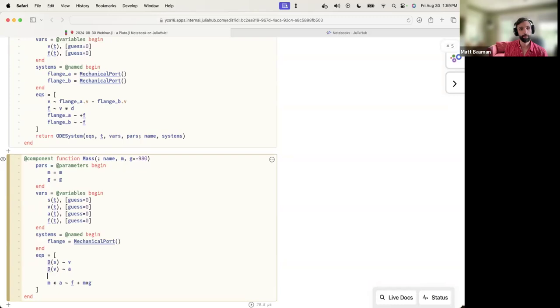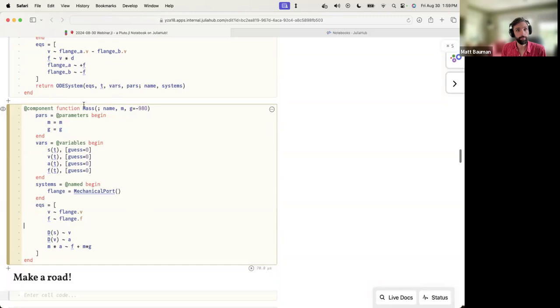And we need to grab our forces from our flange, right? So where do we grab those from? Well, our velocity has got to match what the flange gives us, right? It's got to be connected to the spring. If it's not connected, then we've become a catapult instead of a mass on a spring. So flange.v, and our force is also connected to flange.f. So this gives us our mass spring damper.